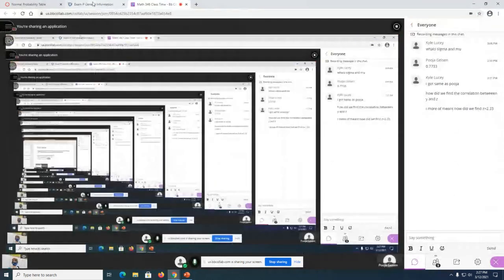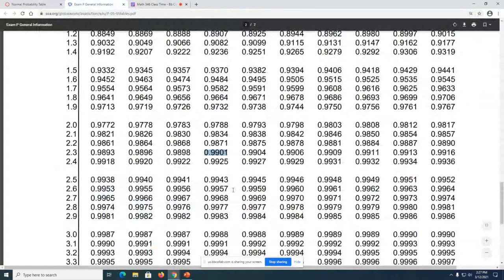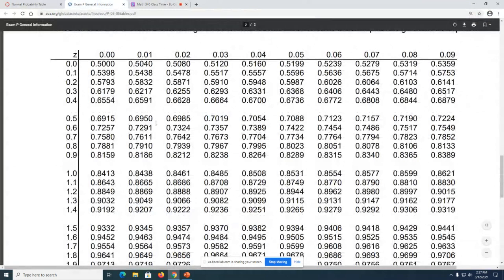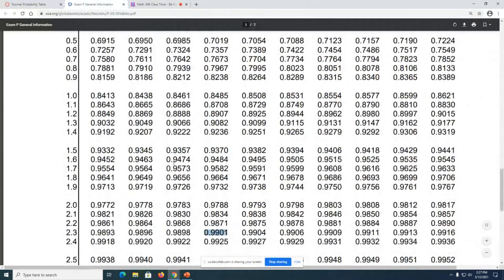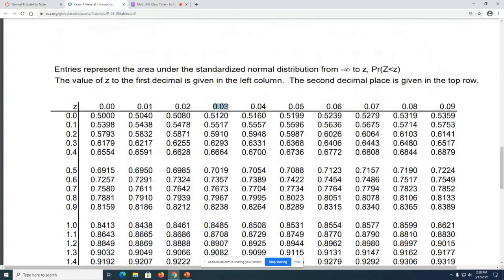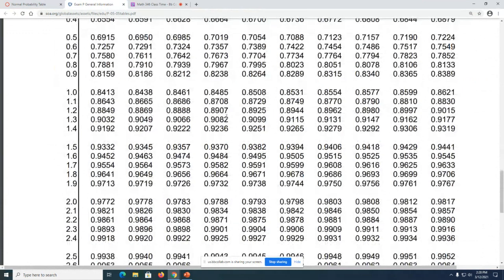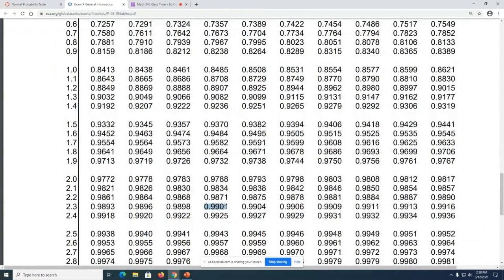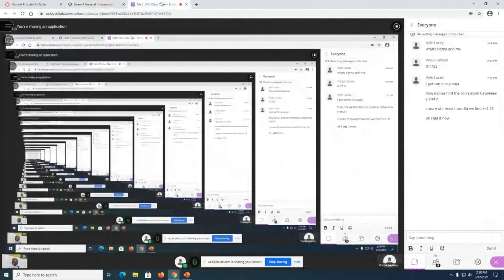So then on the table, we're looking for a number in the middle of the table that's as close as possible to 0.99. So 0.9901 here is as good as we can get. And that's in the row for 2.3 and in the column for 0.03. So if you concatenate the row and column labels there, we get 2.33. Cool. Any other questions about this part?